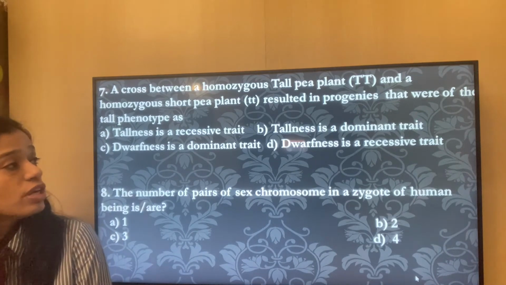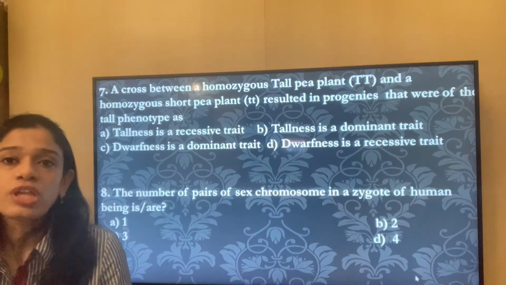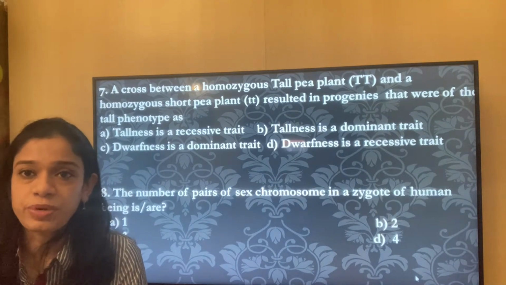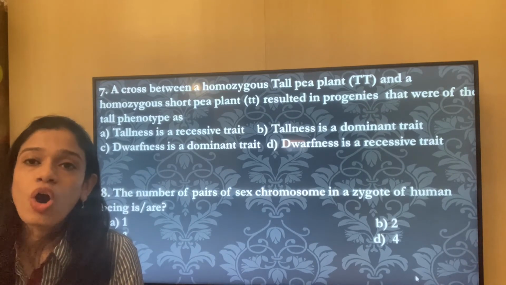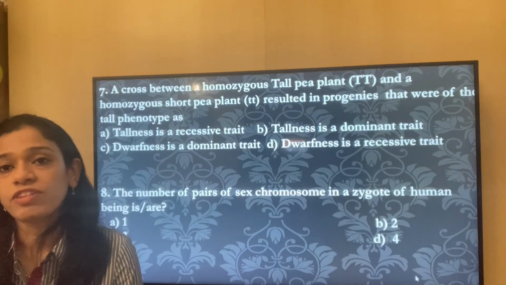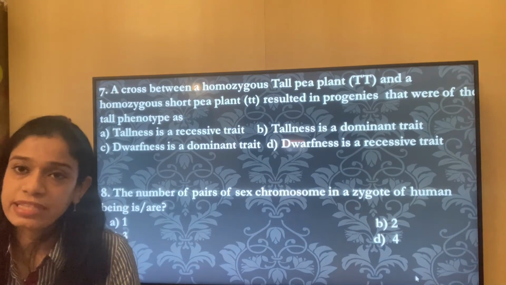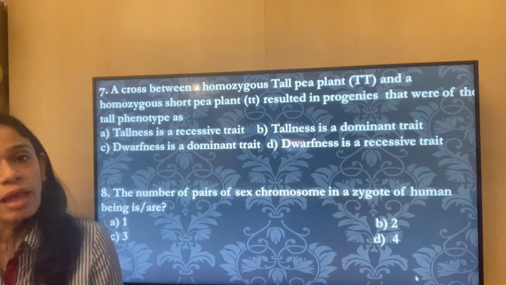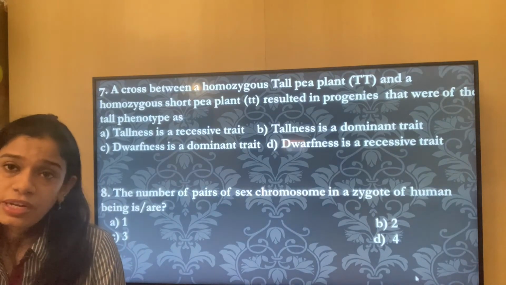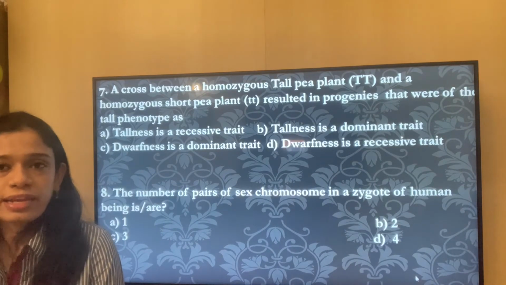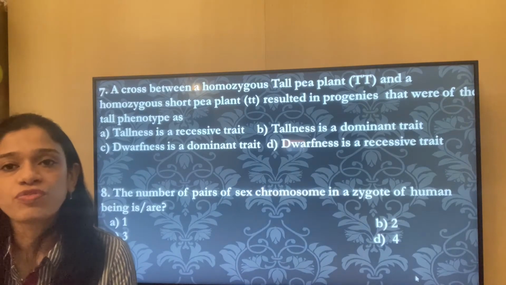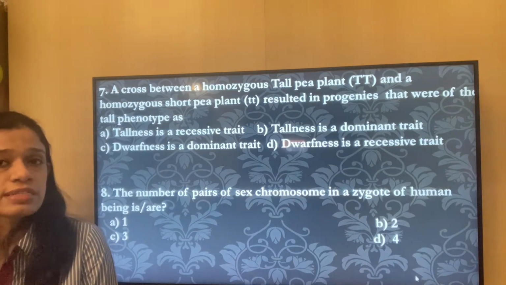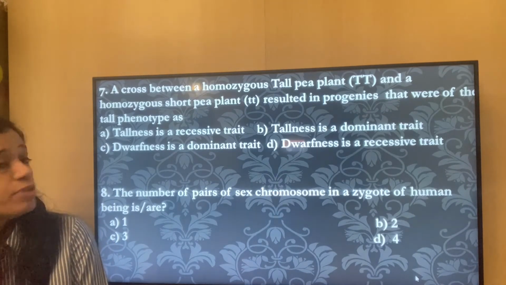We have learned that in the F1, the dominant trait always gets expressed in the presence or absence of a recessive trait. If the dominant trait is present, it always expresses itself. So capital T, the tall plant, is the dominant trait, and that gets expressed. The F1 formed from that cross are all tall plants, and tallness is a dominant trait. So it is answer B.